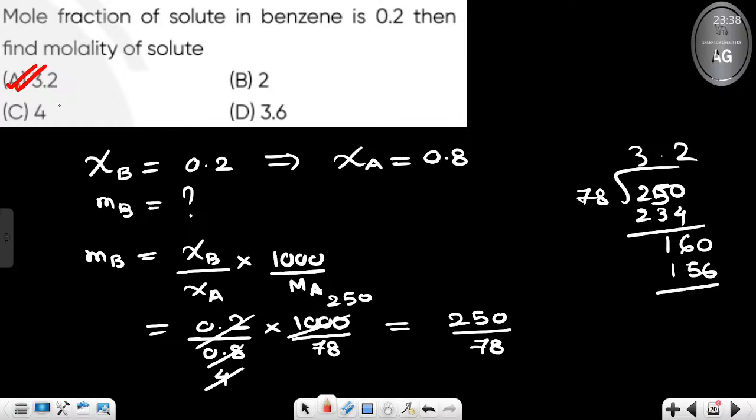Okay. So how did we calculate? I saw that psi b was given. So if psi b is given, I have to find psi a. Then I can get to molarity because I have the relation between molarity and mole fraction. Okay, clear? Can you go to the next question?